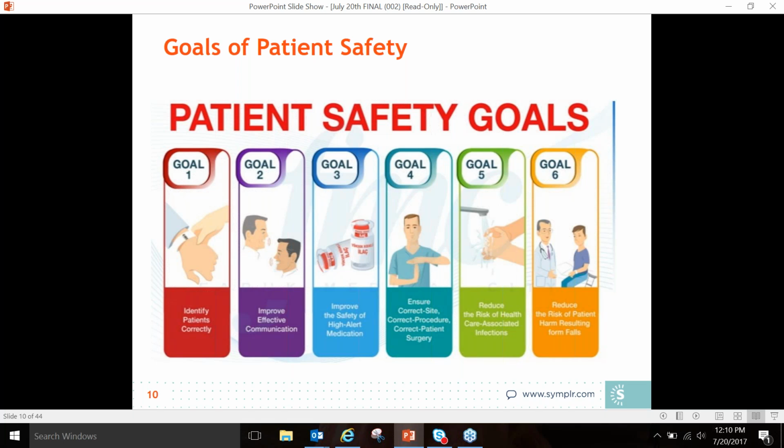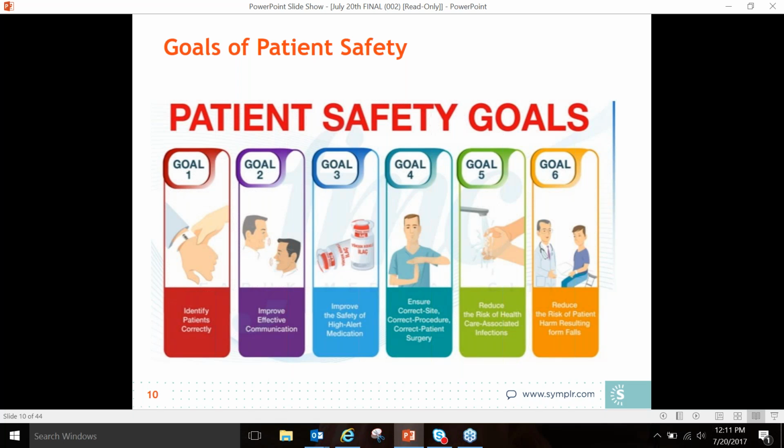The third goal, of course, is to improve the safety of high alert medications. We want to make sure that we keep everybody safe with medications, especially the high alert medications. And again, trending and tracking there is so important with wrong medication or medication errors and things like that. So we'll be discussing that goal and how our products and systems can assist you with that, so you don't have to try to figure that out.